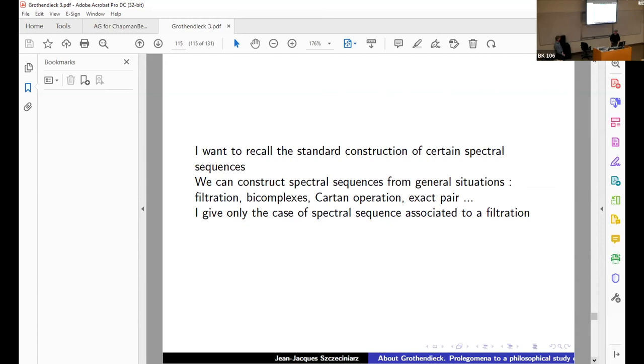In the end, we can construct, I said, a spectral sequence for general situations: filtration, double complex, Cartan operation, exact pair. I have only described the case of the spectral sequence associated with a filtration, but you have many, many other spectral sequences. And as I said, this is not a technical tool. This is a conceptual tool.